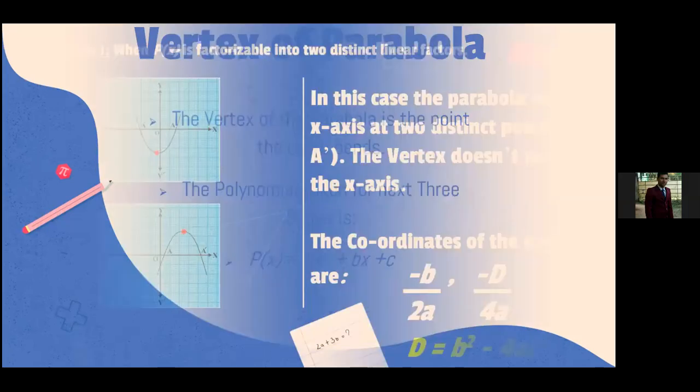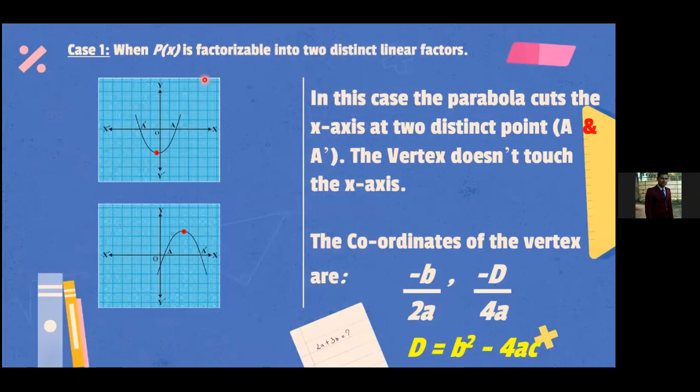Case 1, we have taken a polynomial which has two distinct zeros and the vertex of the parabola is not touching the x-axis. In this case, the coordinates of the vertex, which is here, as the pointer shows, are minus b by 2a and minus d by 4a. Where b is from the polynomial ax squared plus bx plus c, and d is the discriminant of the quadratic polynomial, which can be found by the equation b squared minus 4ac is equal to d.